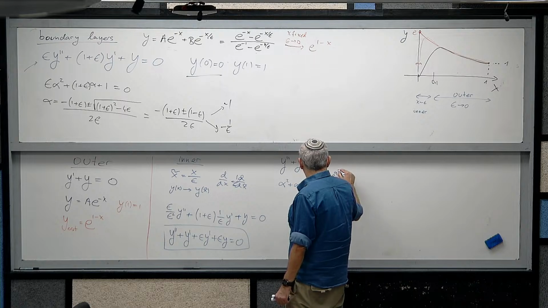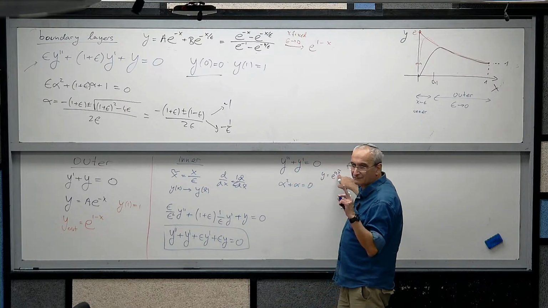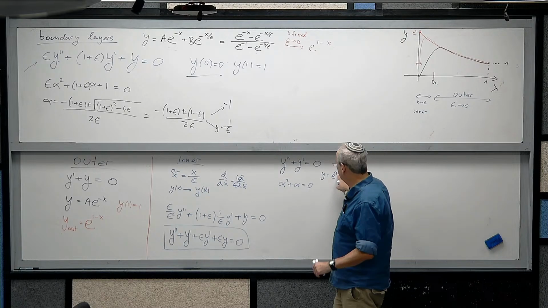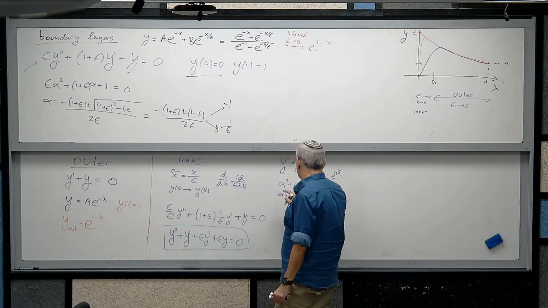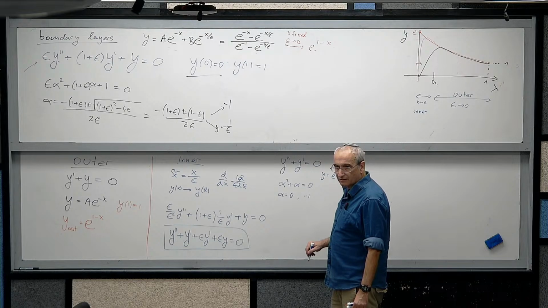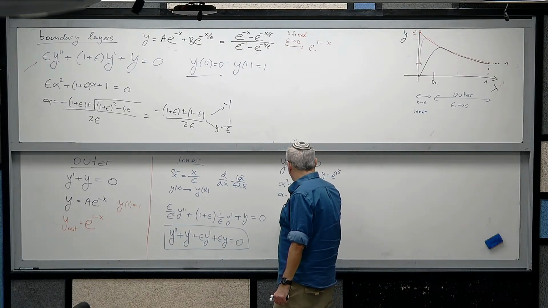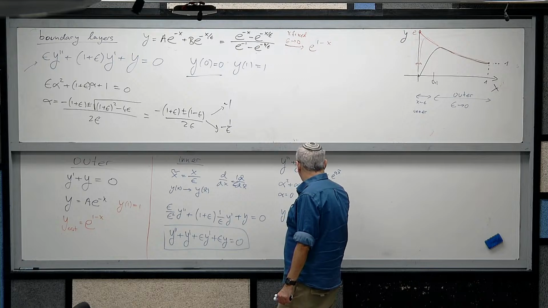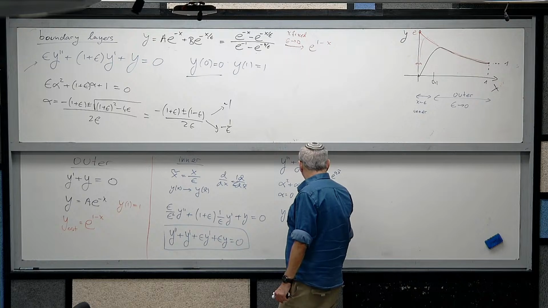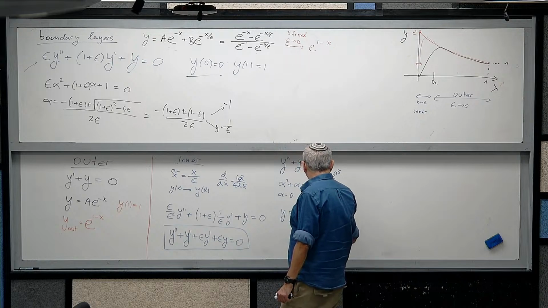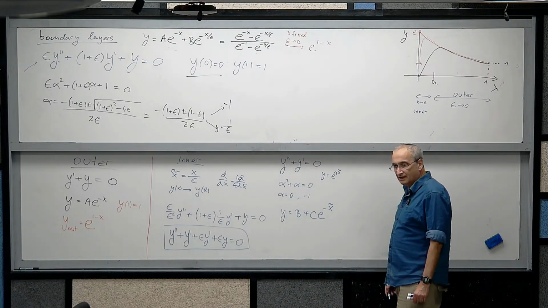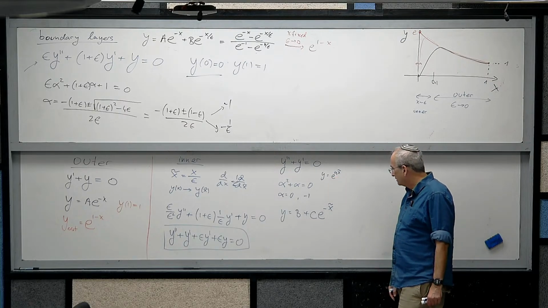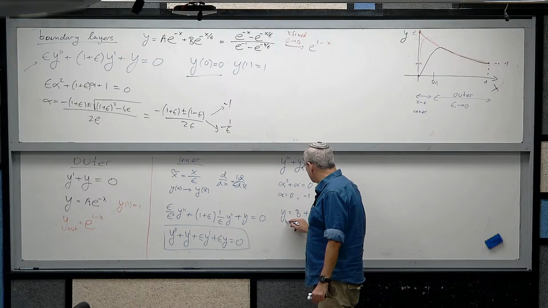Either a constant or a constant. Note that this is not alpha x, it's alpha x tilde. So alpha is either 0 or minus 1. You agree with me? Yes. So y is, let's say, b e to the b plus c e to the minus x tilde, where x tilde is x over epsilon. So this is the inner solution.